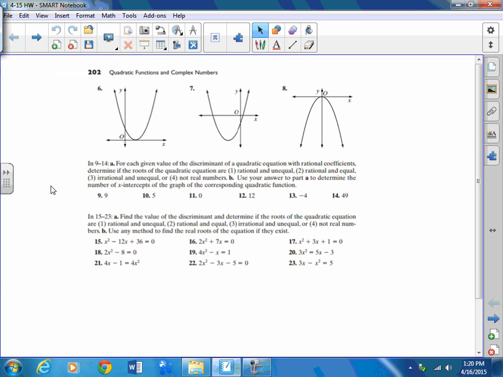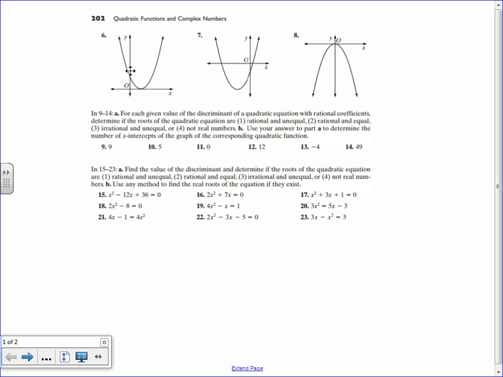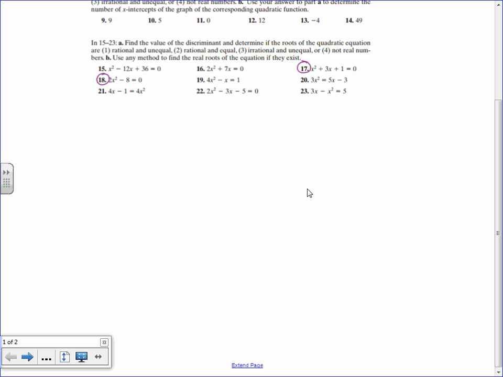Starting with your discriminant homework, you had to do 17 and 18. It asks you to find the value of the discriminant to determine the nature of the roots. And then for part B, you had to use any method to find the real roots if they exist. You already had to do a couple of these before.